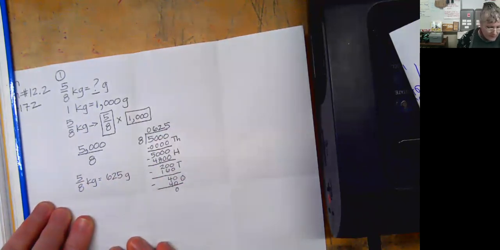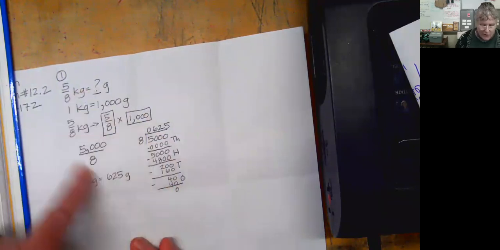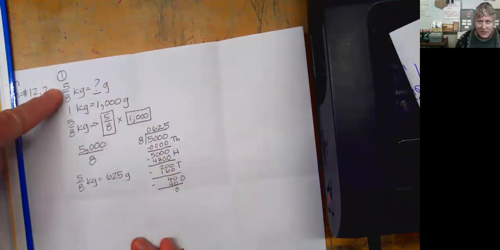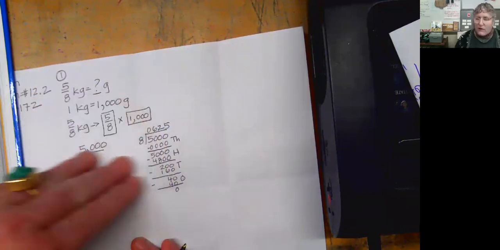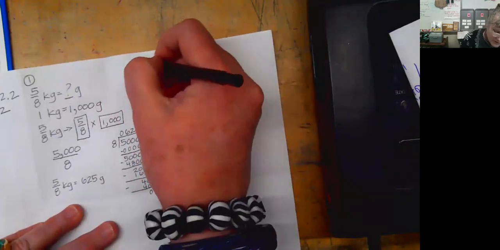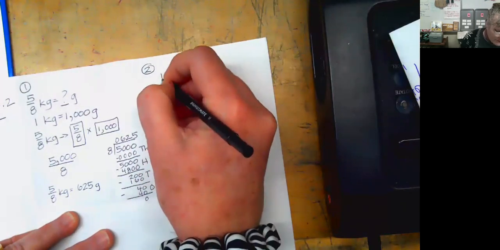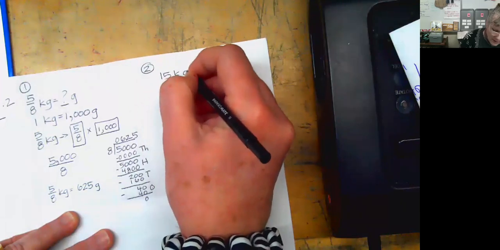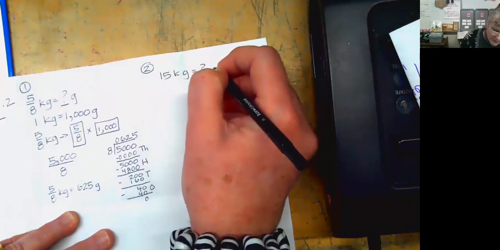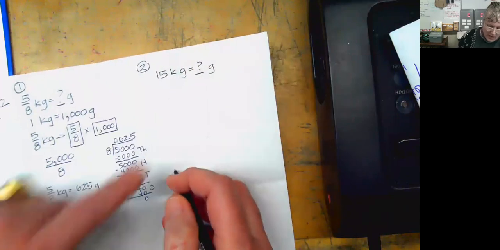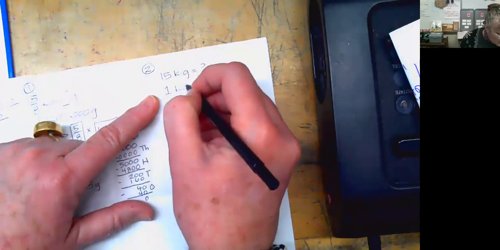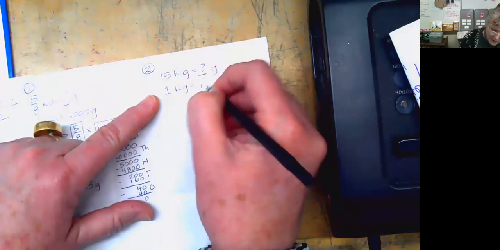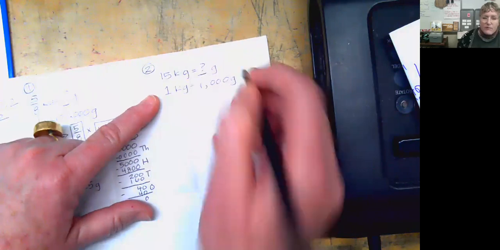All right. When you have a fraction over here, it's a little bit fiddly, but you just have to work it through and follow all the steps, right? Okay, let's look at number 2 and see if number 2 is a little bit easier. This time I have 15 kilograms equals question mark grams. So I know that 1 kilogram equals 1,000 grams, right? Because that's in my blue box.